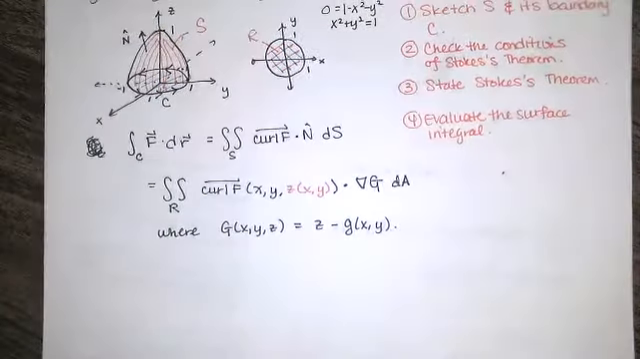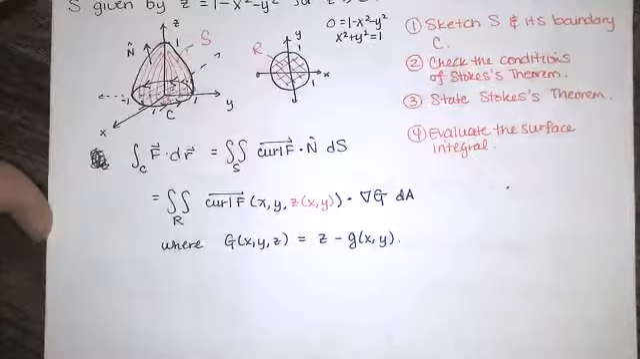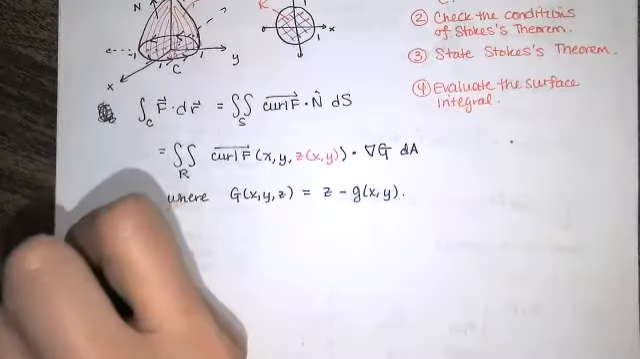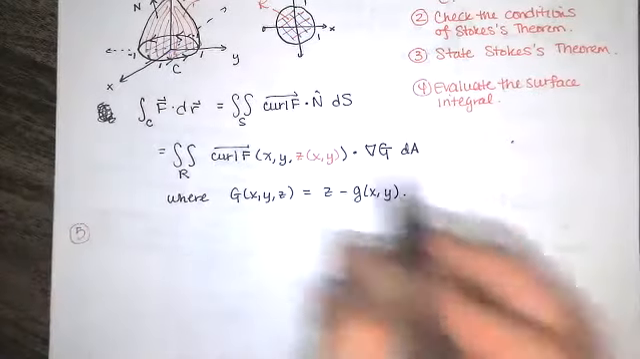First thing we need is the curl. I always like to compute the curl first, just in case it happens to be the zero vector, and then we'll be done.